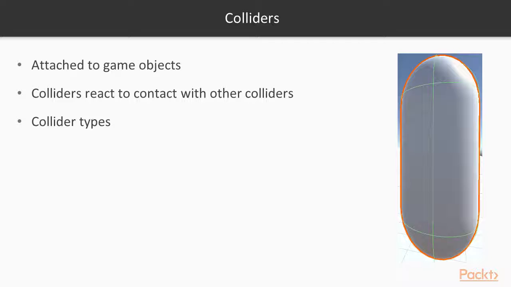In the game, colliders are not visible, but in scene view, they are indicated by a green outline. Colliders can assume the mesh shape of your game object or have a primitive shape such as a cube, capsule, or cylinder. Okay, let's take a look at colliders in Unity 5.